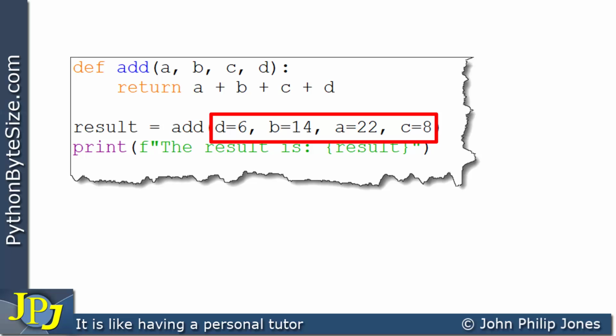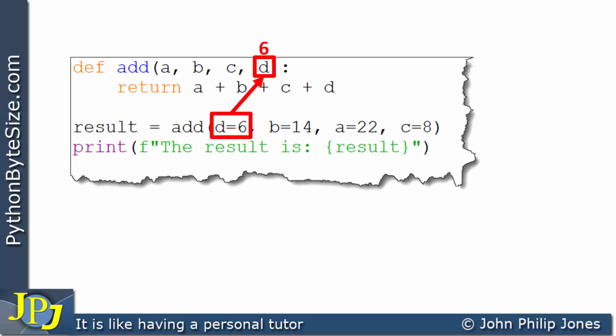But remember, keyword arguments don't depend upon the order. They depend upon the keywords. When the call takes place, the arguments are passed as follows. If we consider the first one where D equals 6, we can see that that is passed to the D. So we pass from the argument D to the parameter D. We then move on to this one, and you can see that the argument B equals 14 results in the parameter B getting that 14.